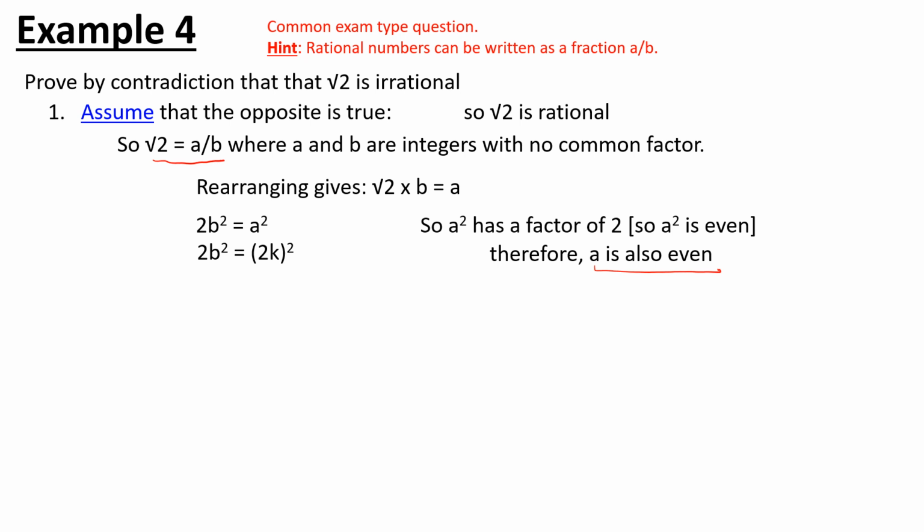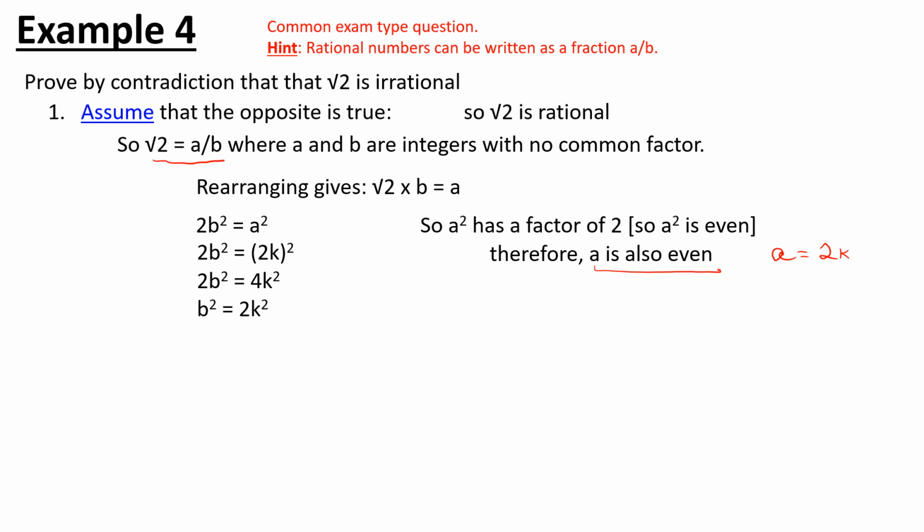And if a is an even number, then a can be written as 2k. So in my statement, instead of having a now, I'm going to change it into 2k. Next, I'm going to expand that bracket on the right-hand side so that 2b squared is equal to 4k squared. And now I can see that I can halve both sides to simplify a little bit. So if I halve both sides, I've got b squared is equal to 2k squared.